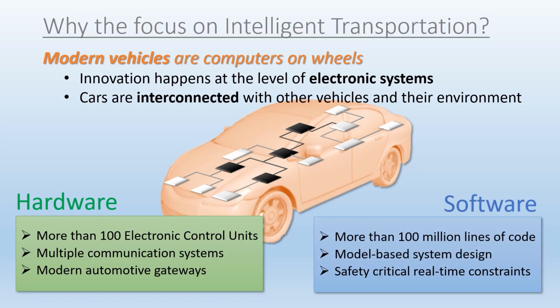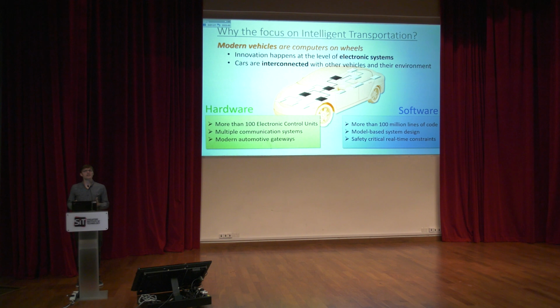On the other side, where there is hardware, there also must be software, of course, and when we talk about software in cars, we are talking about millions or even hundreds of millions of lines of code and specific model-based system design, because it's not possible anymore to just have a few programmers develop this code. It must be a very elaborate model-based design process, especially because cars are safety-critical systems.